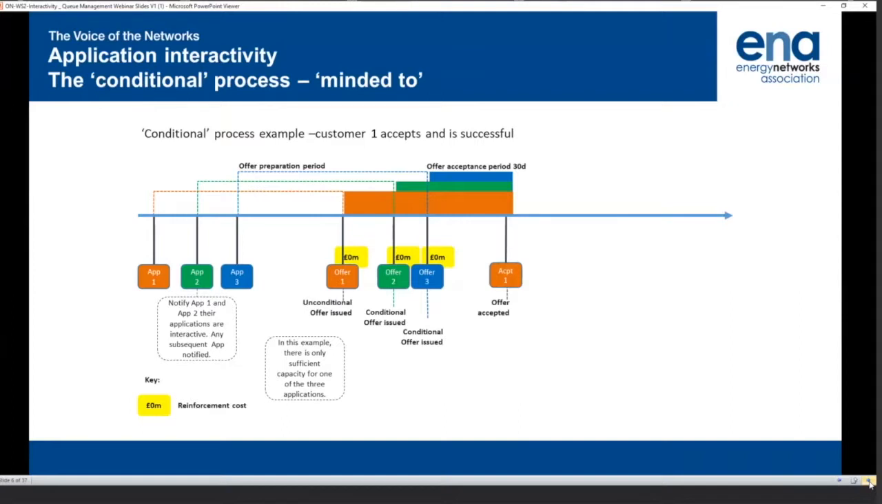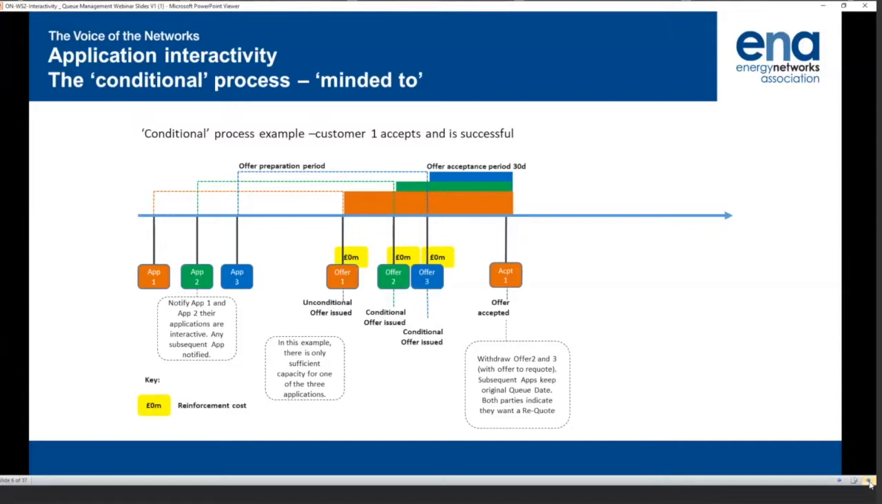So towards the end of that 30-day period, customer 1 chooses to accept their offer, and go to the next slide. So it's at this point now that because we can only accept one of those 3 offers in this particular example, we now can't proceed with offers 2 and 3. And at this point, we would then write to customers 2 and 3 saying that their offers have been withdrawn in this interactive process, but give them an invitation to reapply, to have a requote.